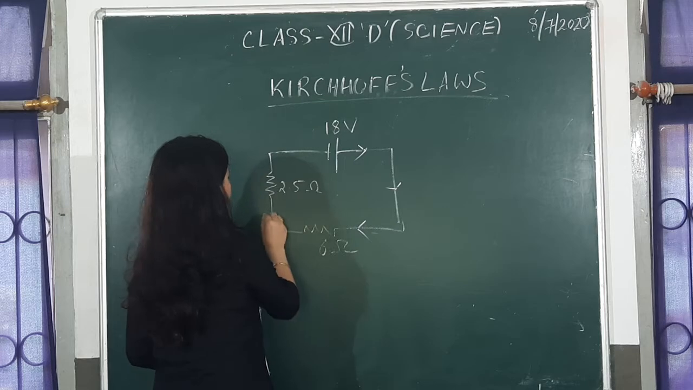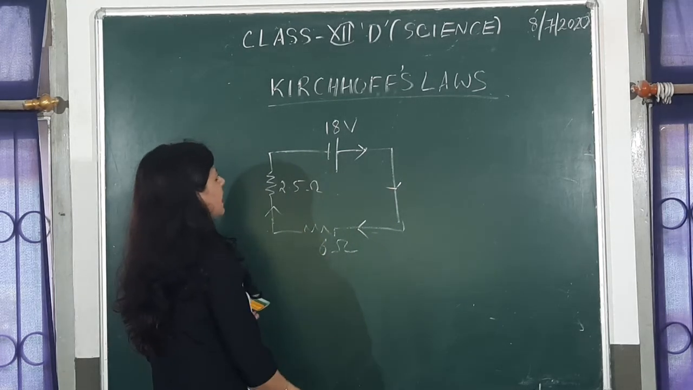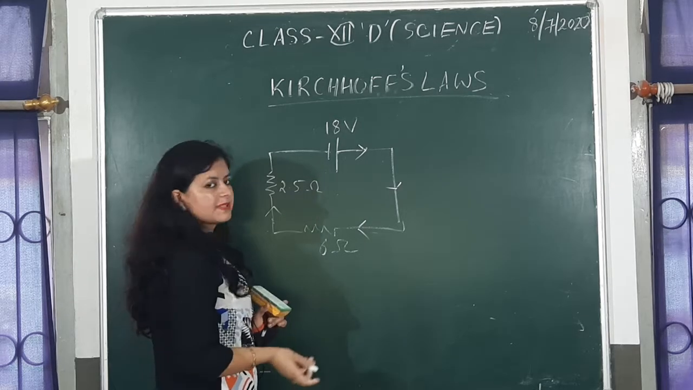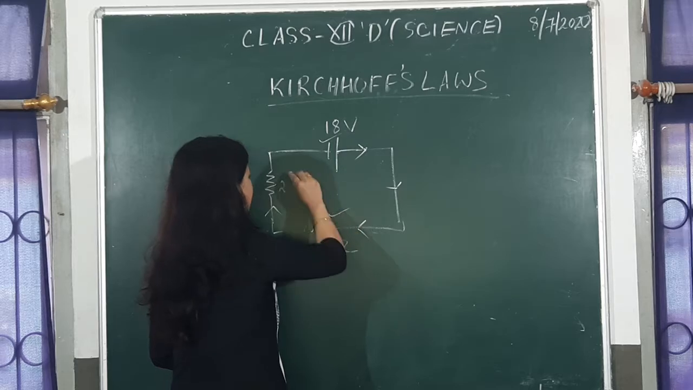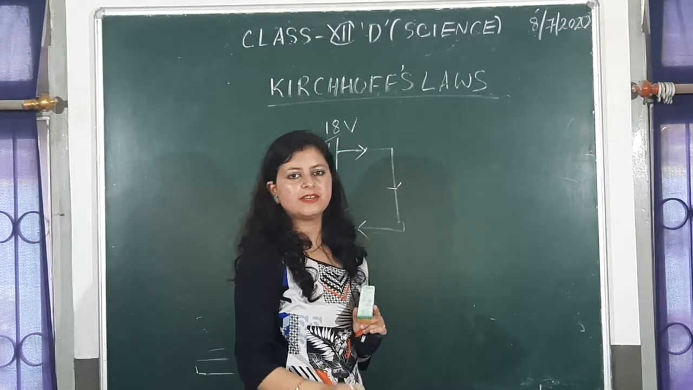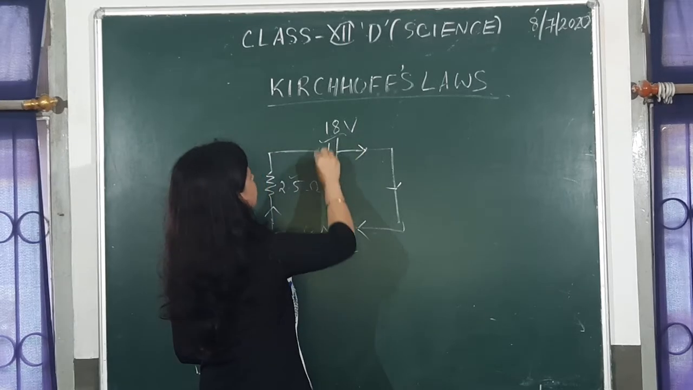The direction of flow of current has to be marked, from positive to negative. And how many potential drops can you see here? How many elements can you see in this circuit? 1, 2 and 3. So in total, you can see 3 potential drops. One is because of this.